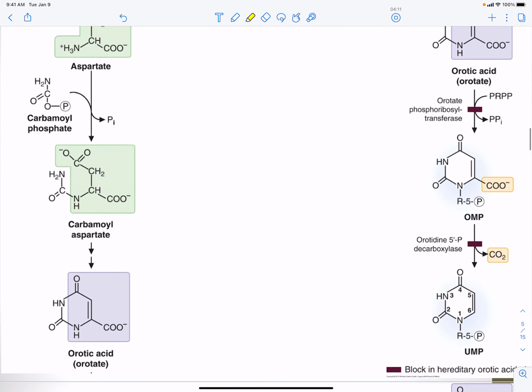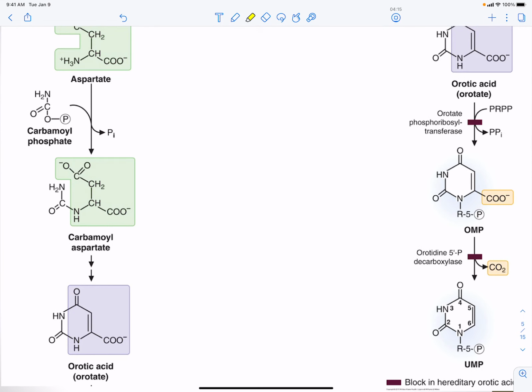And so this is just to go over this again. So you have your aspartate and you have your carbamoyl phosphate, shown here. And this is going to generate what's called a carbamoyl aspartate. The enzyme will form orotate or orotic acid.